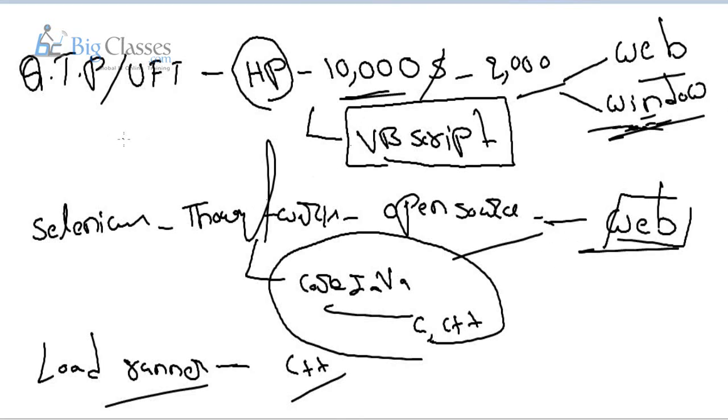And you should know one thing: by using QTP we can conduct testing on Selenium and LoadRunner also. That is the power of QTP. But by using Selenium, we are not able to conduct testing on QTP and LoadRunner. That is the weakness of Selenium. Understand this one? See once again, guys. By using QTP, you can conduct testing on Selenium and LoadRunner also. But by using Selenium, we are not able to conduct testing on QTP and LoadRunner.